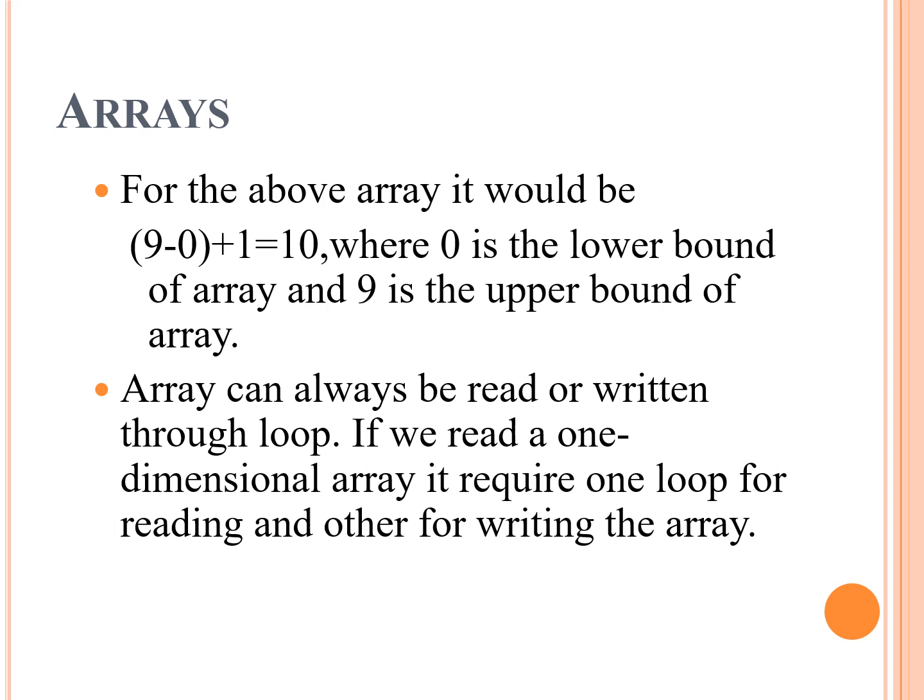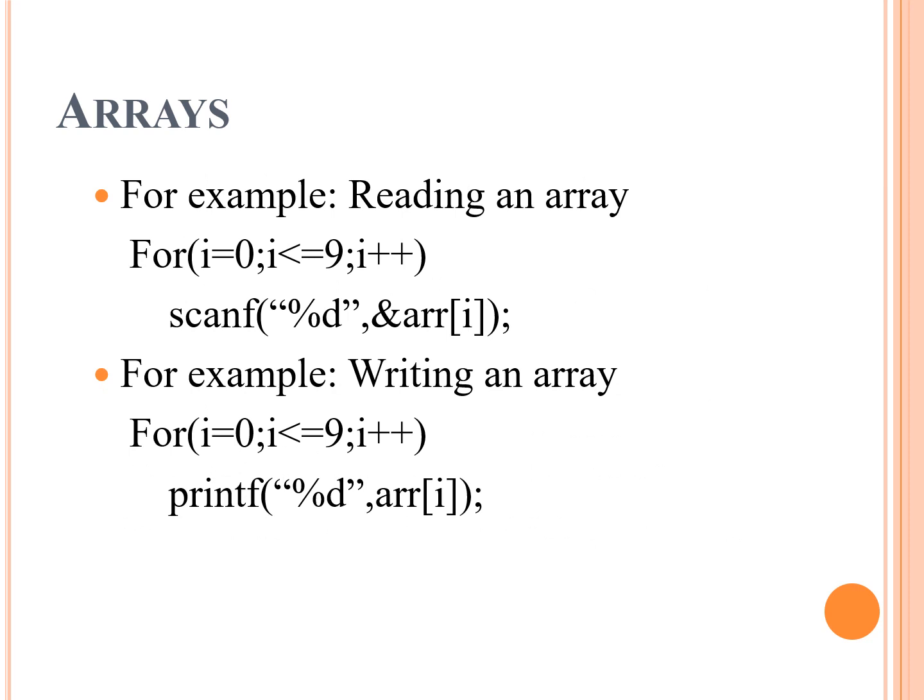An array can always be read or written through a loop. Without a loop, you cannot access the data of the array. If you read a one-dimensional array, it requires one loop, and if you use a two-dimensional array, it requires two loops, one inner and one outer. For example, when reading an array, the for loop starts from i equal to 0, i less than or equal to 9, and i plus plus. It starts scanning and you can insert the elements one by one.